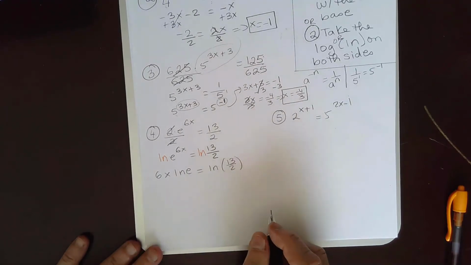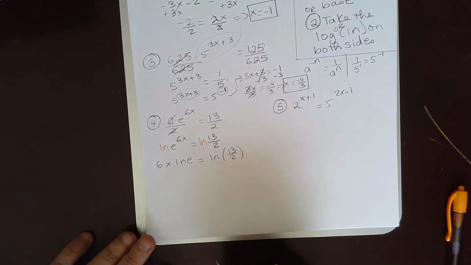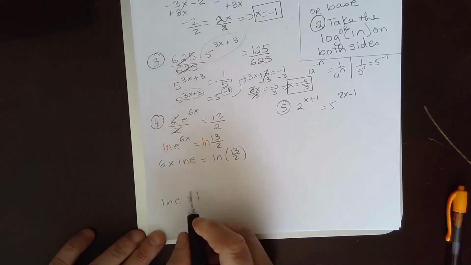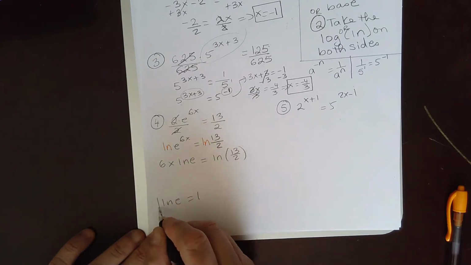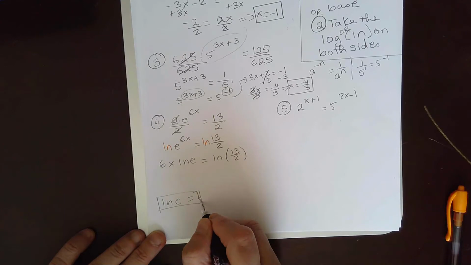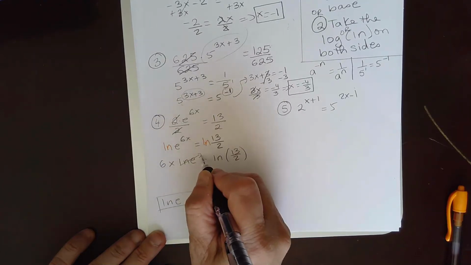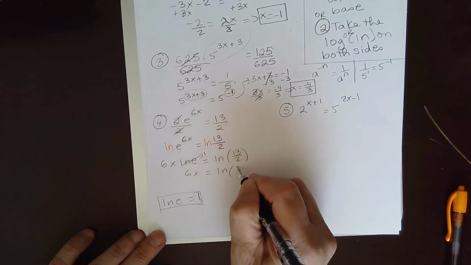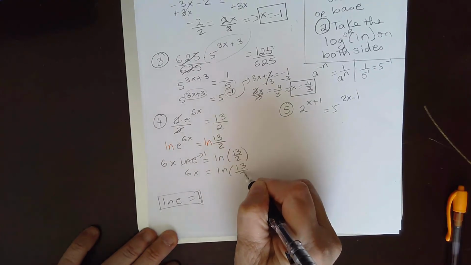Now, if you recall, ln e is equal to 1. Remember, the base is e, and e to the 1 is e. And then if you plug it in your calculator, that's what you should get as well. So ln e is 1. So that would give us 6x equal to ln 13 over 2.